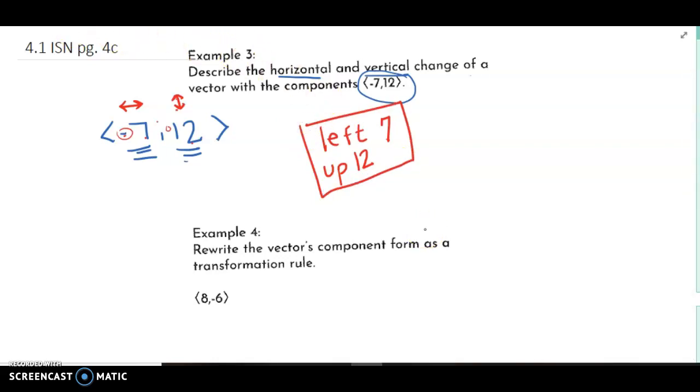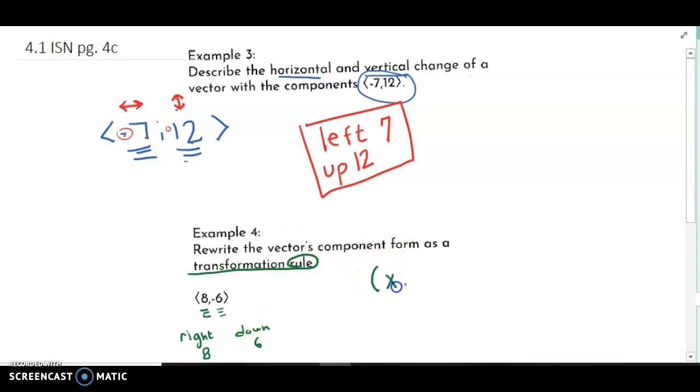All right, if we look at example 4, it says rewrite the vector's component form as a transformation rule. So we want to write it as a rule, which is what we did in the last video. We still have to read this. This 8, -6 tells us we're going right 8, and this tells us we're going down 6. Now we want to write this in a rule.